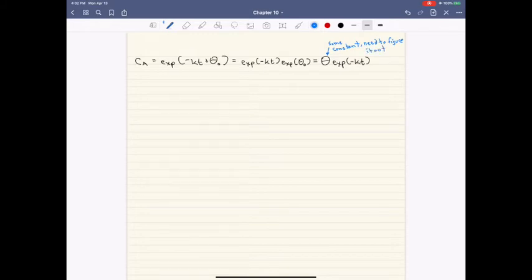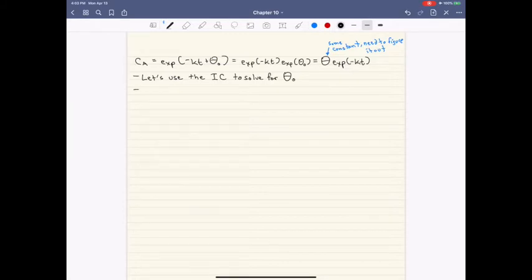So at this point, pause the video and think about how we could figure out what this theta constant is. To solve for our theta constant, what we need to do at this point is apply the initial conditions for our system. So let's use the initial conditions to solve for theta naught.